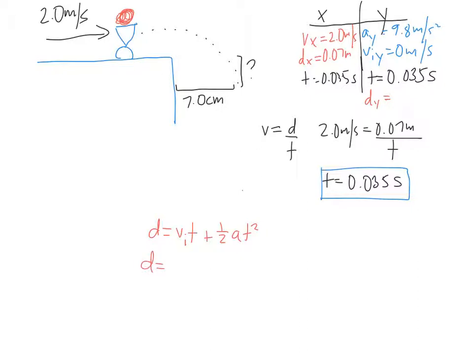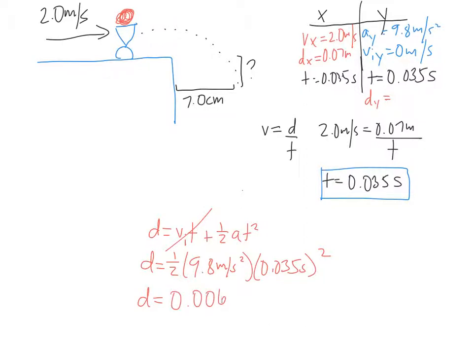d is equal to v_i t, and as v_i is 0, that crosses off, plus 1/2 times 9.8 meters per second squared times t squared, where t is 0.035 seconds. Don't forget to square that. Plug that in. Solving for d in the y direction should get you 0.006 meters, and when you convert that to centimeters, that's 0.6 centimeters. So in comparison to our 7 centimeters, this is very small. Let's box that off to show that's our final answer. And there is the end of example 3.